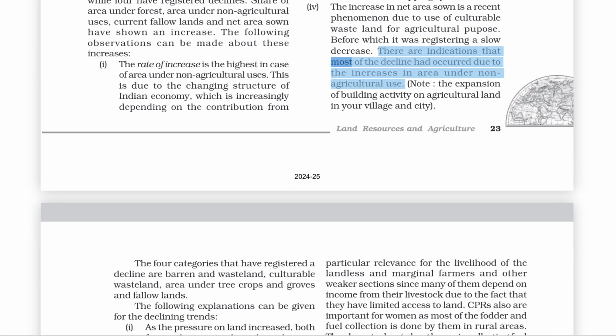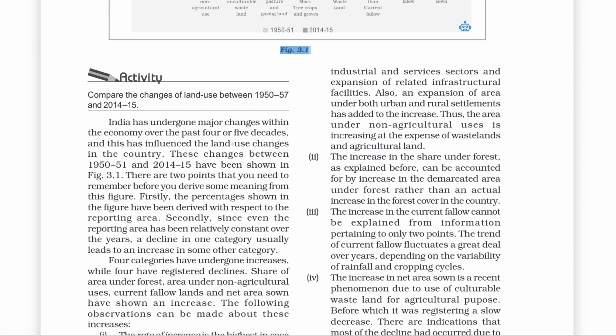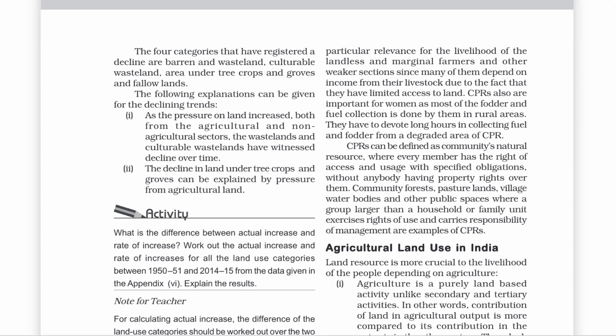There are indications that most of the decline had occurred due to the increases in area under non-agricultural use. Note the expansion of building activity on agricultural land in your village and city. Figure 3.1.